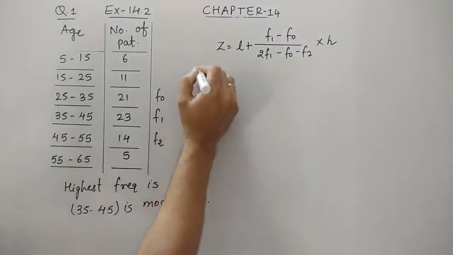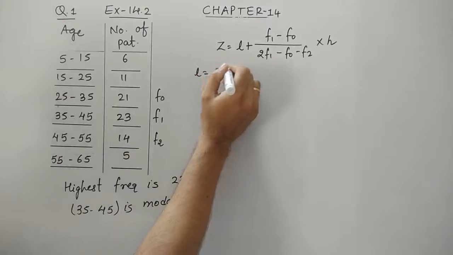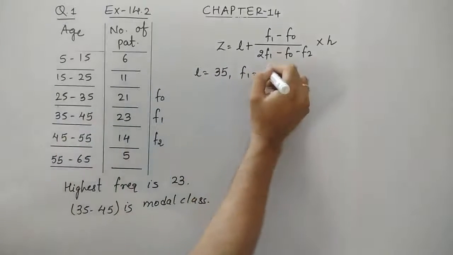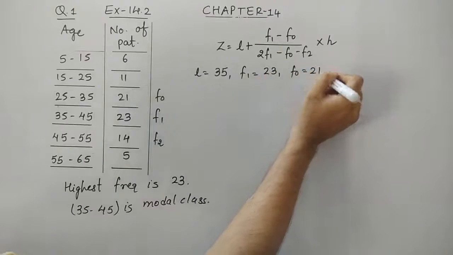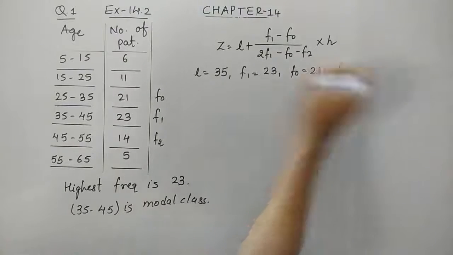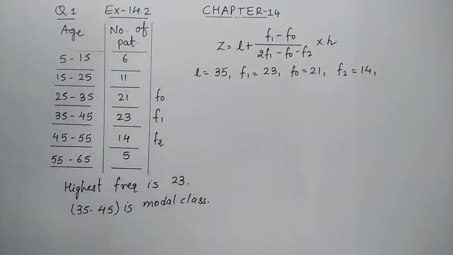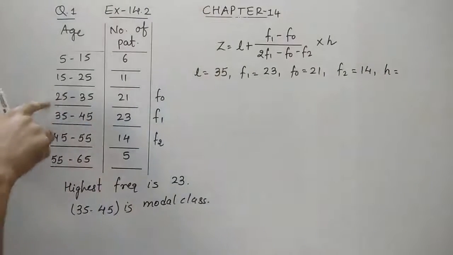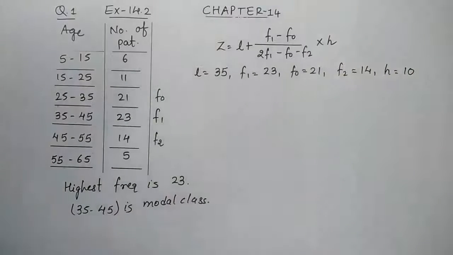Let's write down all the values here. L is the lower boundary or lower limit of this modal class, that is 35. F1 again is the highest frequency, 23. F0 is the preceding, that is 21. F0 is always smaller than this one. And F2 is the succeeding frequency of the modal class. And H, you can see, is the difference, that is equal to 10. So here we obtain all the values.